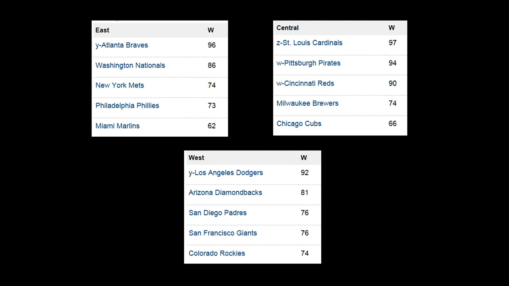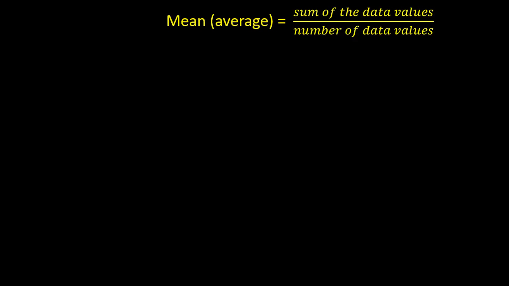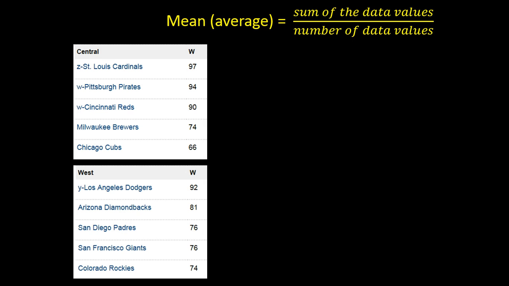Now if we look at the three divisions, you'll notice there are 5 teams in each division, and the numbers that you see are the numbers of wins that each team had at the end of the season. Let's look at the mean for the Central Division and the West Division. The mean is an average. The mean is the sum of all the data values divided by the number of data values.